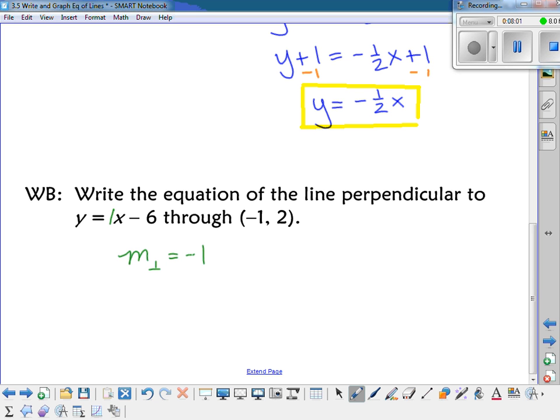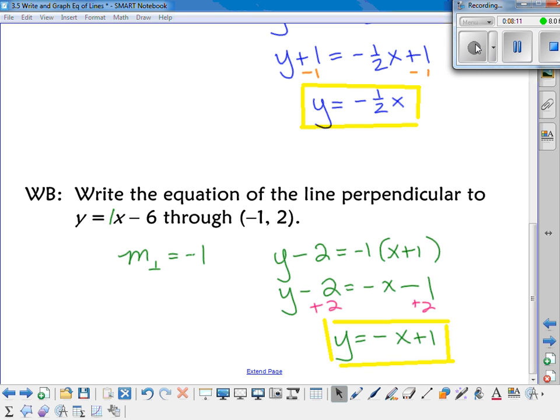So now finish figuring out the equation of the line. Pause the video now. Okay, so you would plug it into point-slope, y minus 2 equals negative 1 times the quantity x plus 1, and when you get y alone, you should have gotten y equals negative x plus 1.